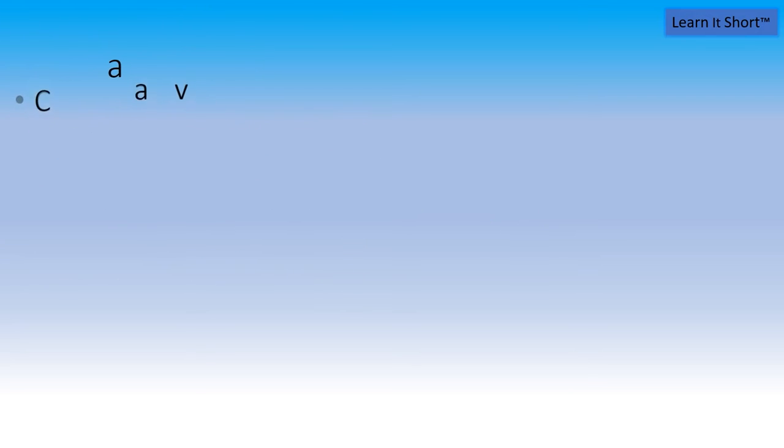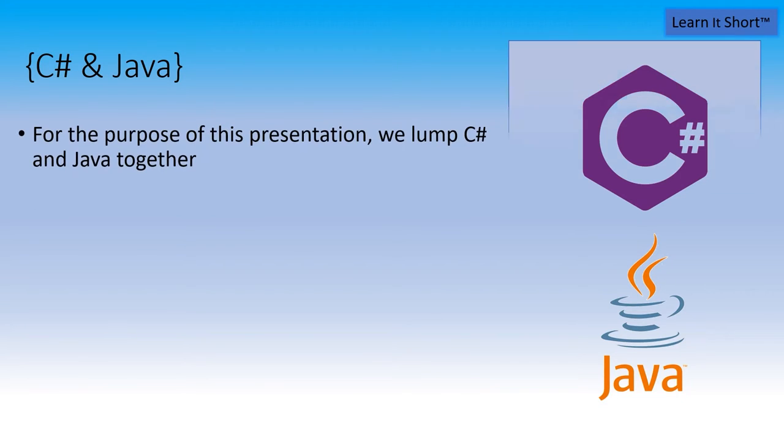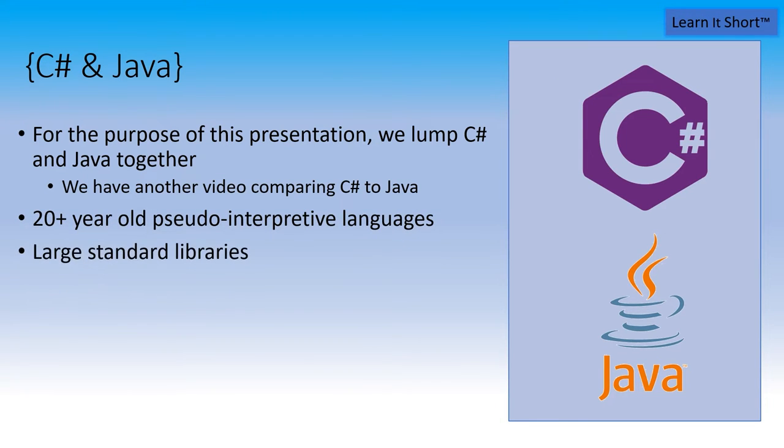Now, C# and Java are pseudo-interpretive languages. They both compile to an intermediate form that is mapped to native instructions by a runtime, sometimes known as a virtual machine. We won't focus too much on the differences between Java and C#. We did that already. You can check out that video linked above. Both languages have a large standard library along with thousands of third-party components.